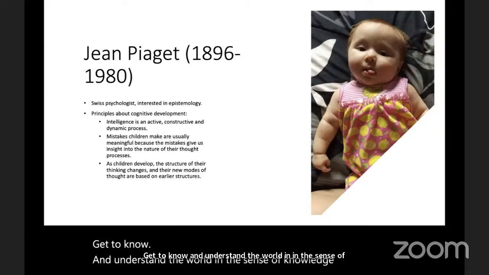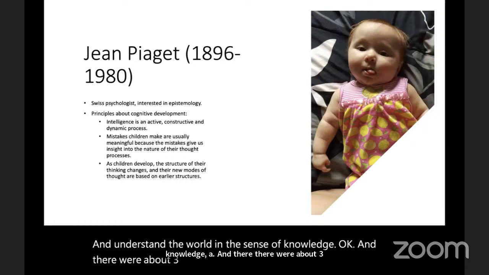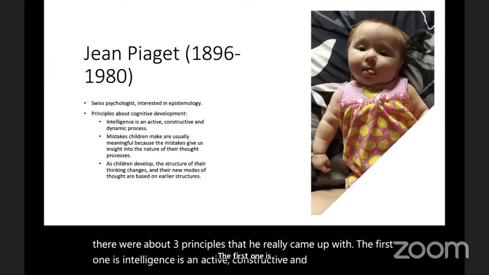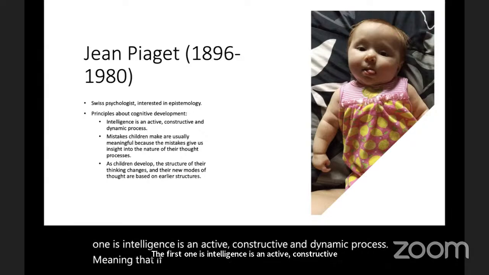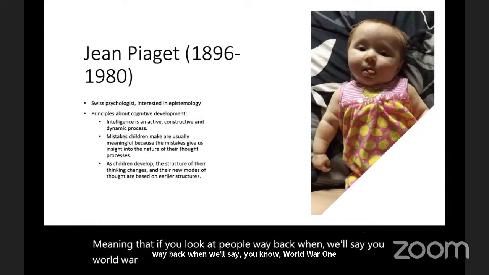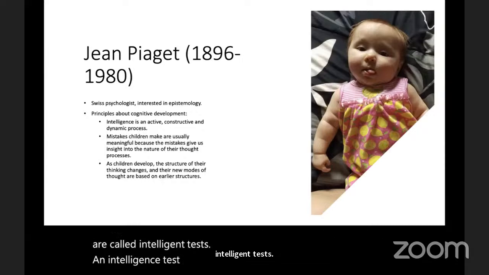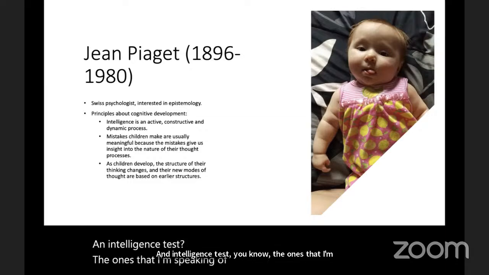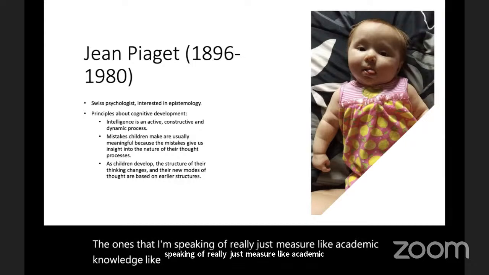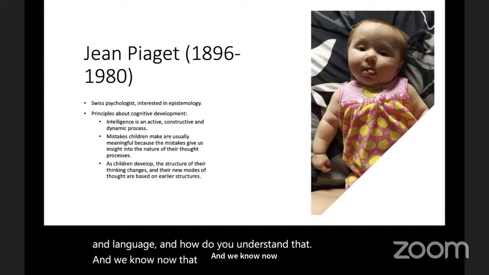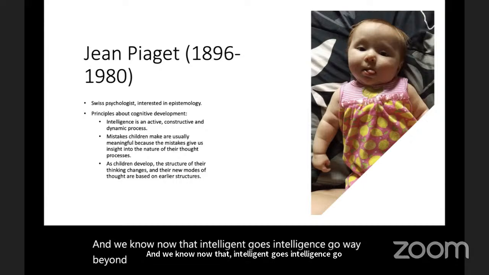Okay. And there were about three principles that he really came up with. The first one is intelligence is an active, constructive, and dynamic process, meaning that if you look at people way back when, we'll say, World War I is when we really started developing what are called intelligence tests. And the ones that I'm speaking of really just measure academic knowledge, like how you use rational thinking, mathematics and language, and how do you understand that? And we know now that intelligence goes way beyond just that academic area.